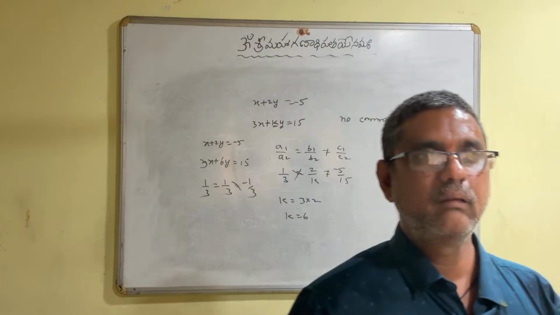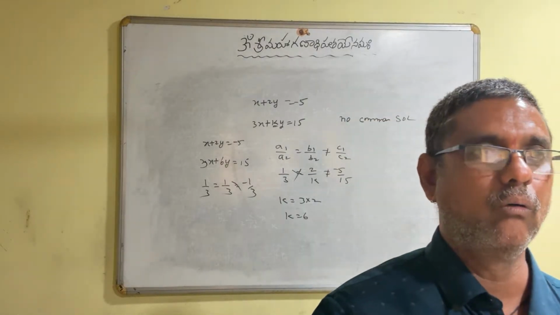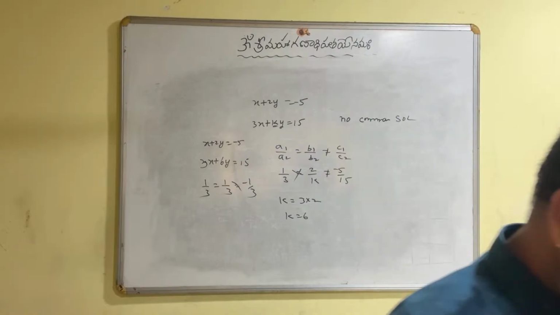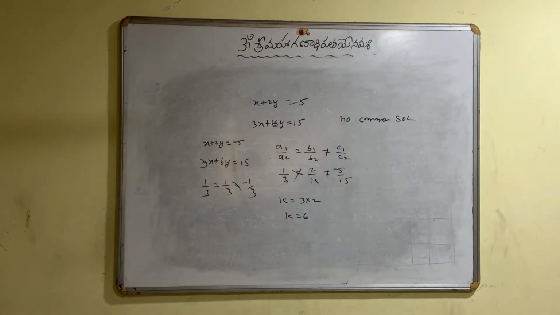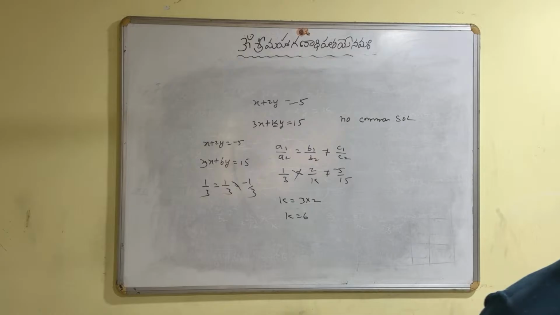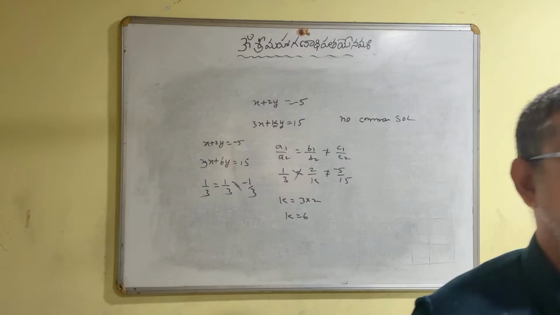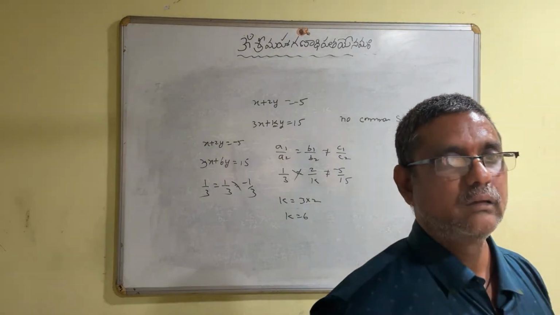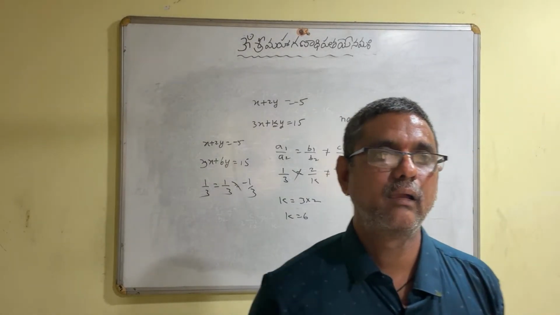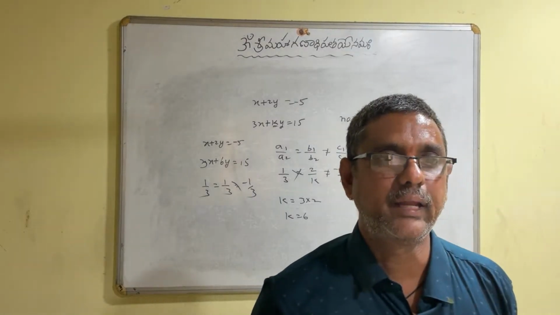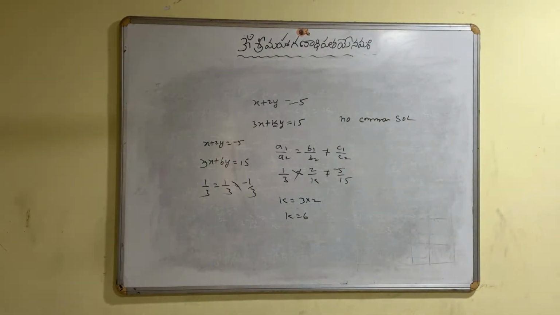Weightage for this chapter, maybe 6 or 7 marks. Total algebra is for 20 marks in board exams. Algebra means 5 chapters: real numbers, polynomials, pair of linear equations in two variables, quadratic equations, arithmetic progression. All these 5 chapters consist of 20 marks.